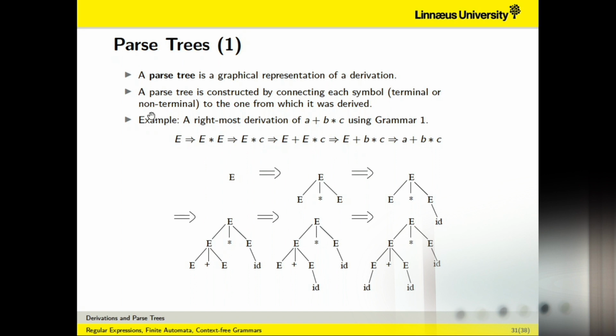And then once you are done with this one, you can take this E plus and replace this E with E plus E. And then you can have ID for both of them.